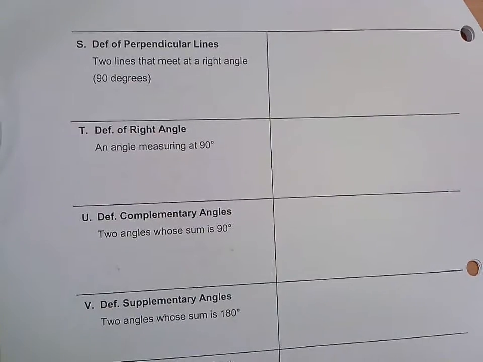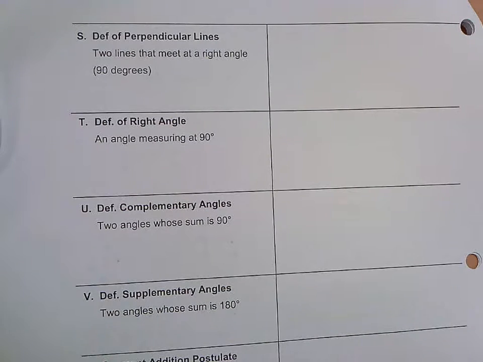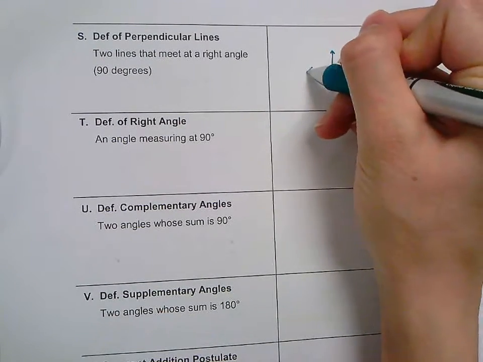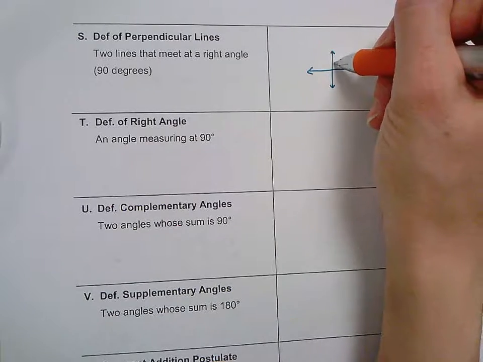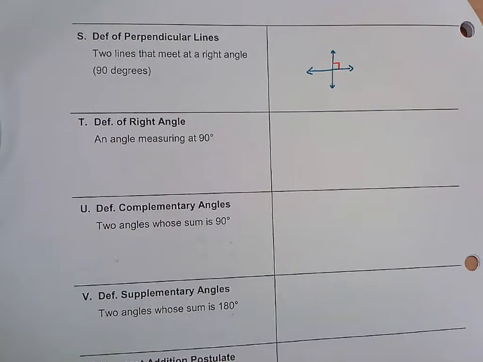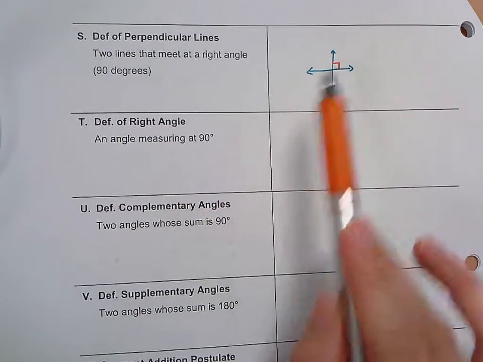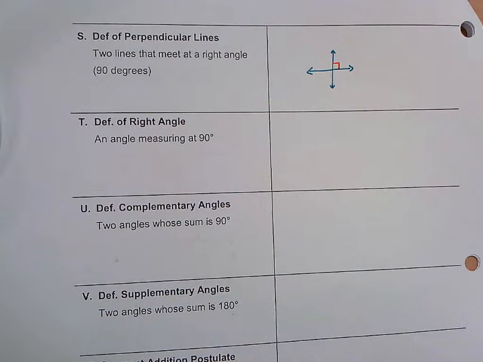Definition of perpendicular lines. Perpendicular means two lines that meet at a right angle of 90 degrees. If you have two lines, the key is you can't ever assume something is 90. You have to see that right angle symbol or be told that an angle is 90. But if you see that, you could say those two lines are perpendicular. Or if you're told two lines are perpendicular, you can conclude this angle is 90, depending on what your proof is looking for.